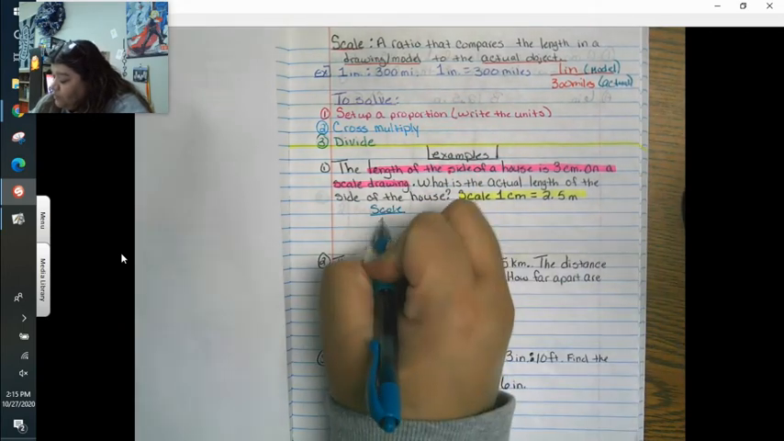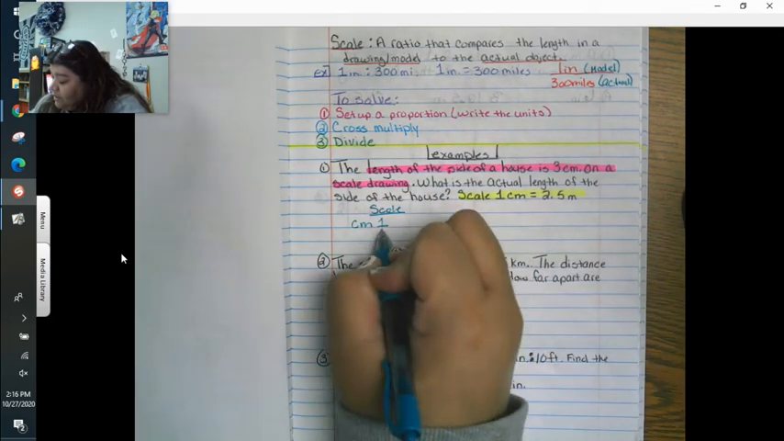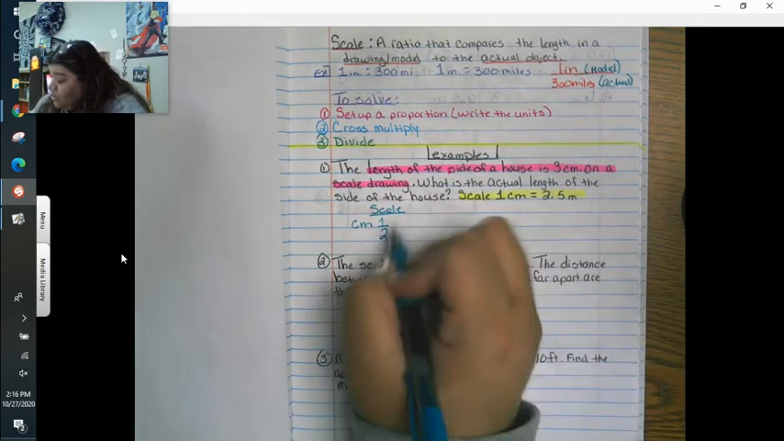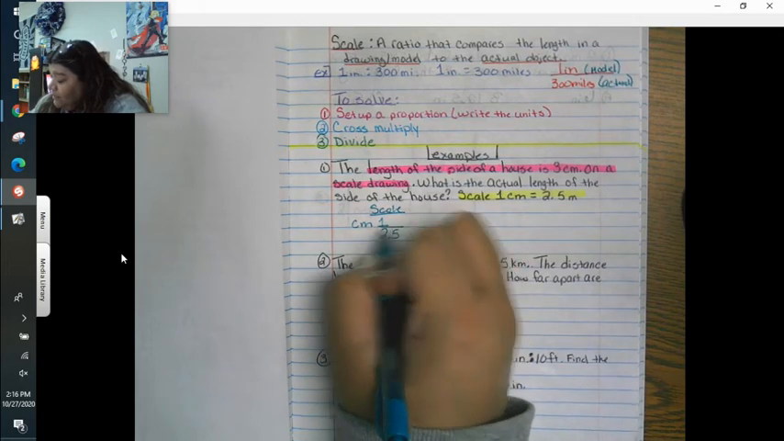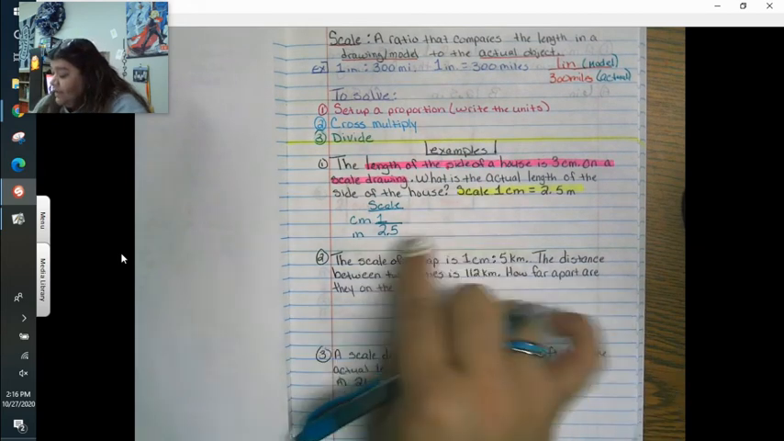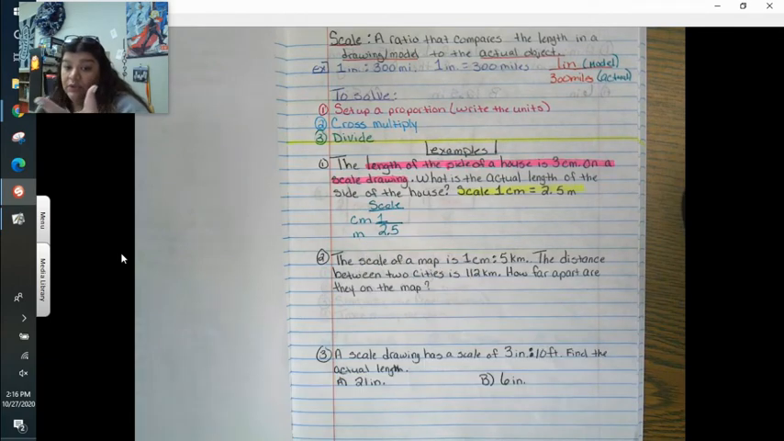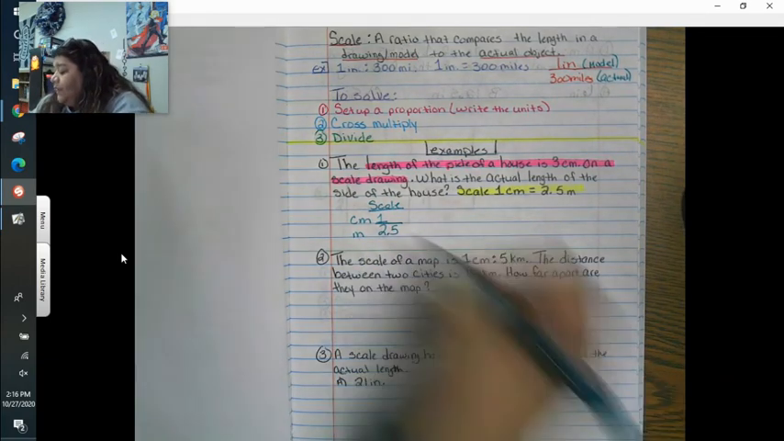The scale is 1 centimeter to 2.5 meters. M is for meters, okay? So this is my scale. That means 1 centimeter is the model, and 2.5 is the actual length of the real house, okay?